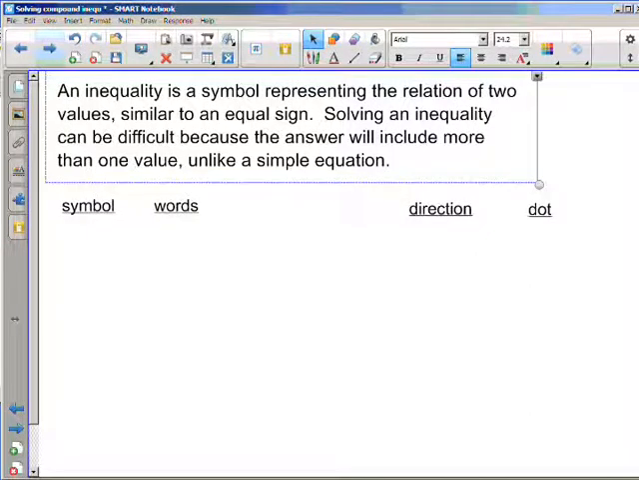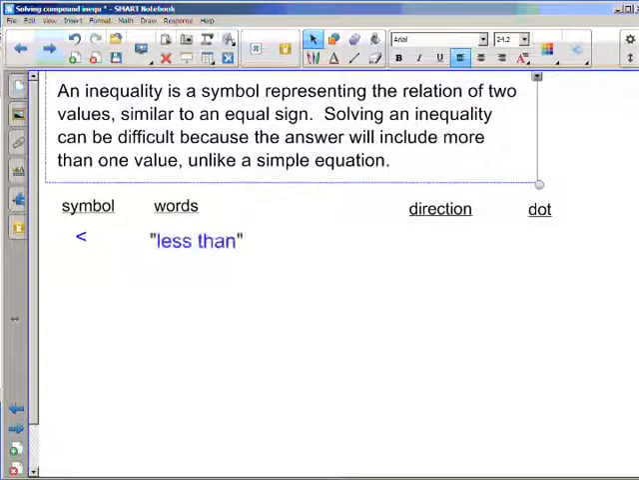An inequality is a symbol representing the relation of two values, similar to an equal sign. Solving an inequality can be difficult because the answer will include more than one value. We like saying x equals 2 or x equals 5 halves, but here we're going to want a range of values, more than one.